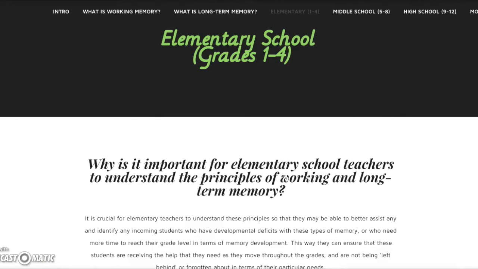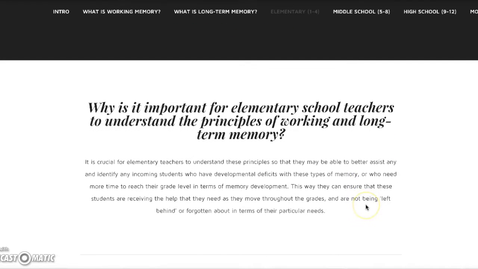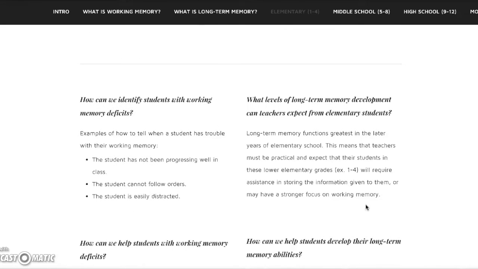So why is it important for elementary school teachers to understand the principles of working and long-term memory? It's important for them to understand these principles so they may be able to better assist any students and identify any incoming students who may have developmental deficits with these types of memory or who need more time to reach their grade level in terms of development. There are ways that we can identify students with these working memory issues. The student has not been progressing well in class, the student cannot follow orders, or the student is easily distracted.